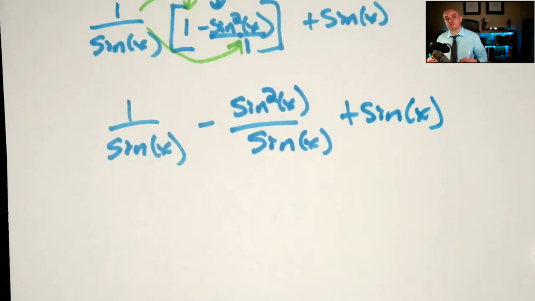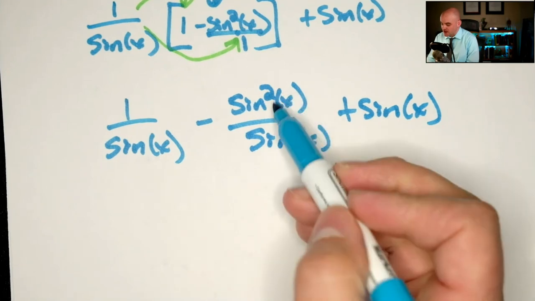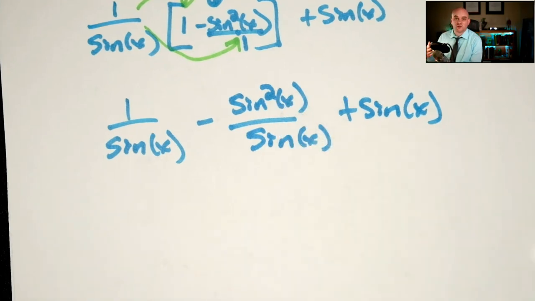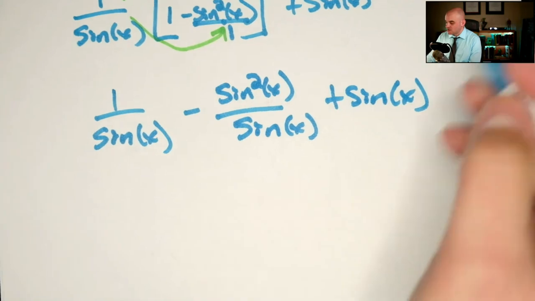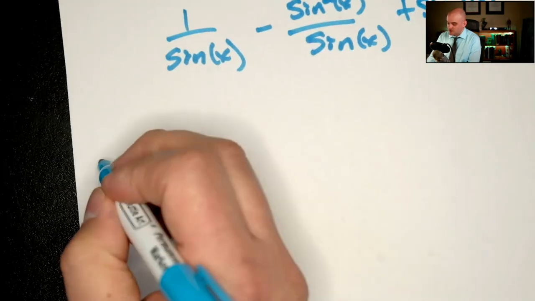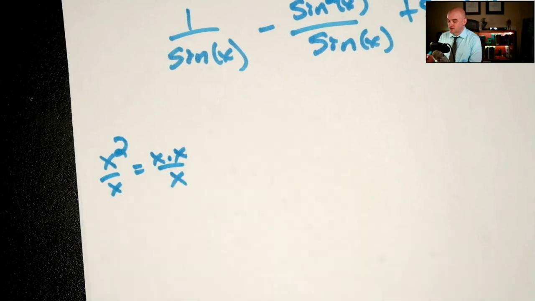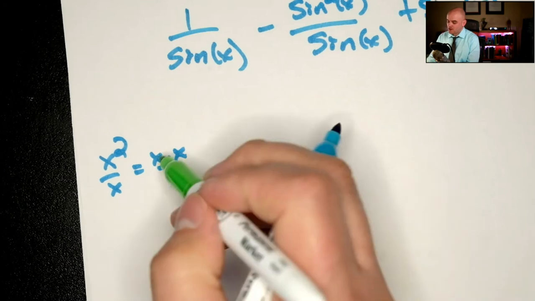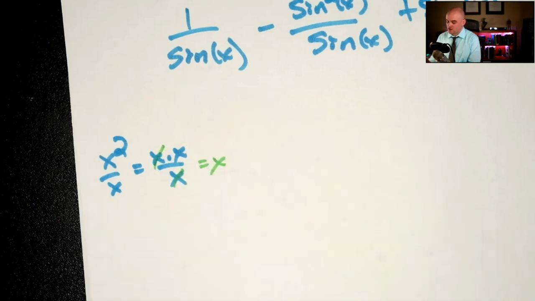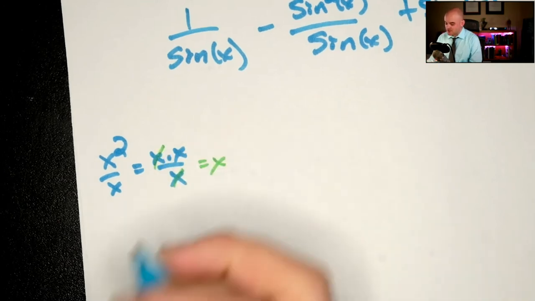So it looks messy, but it's going to clean up real quickly and real nicely here shortly. Sine squared over sine is just like saying x squared over x, right? So here, let's do that on the side. X squared over x is the same thing as x times x over x. It's just going back to something you know. Well, the x's cancel, and you get, oh, that equals x. Same thing happens with sine squared over sine.